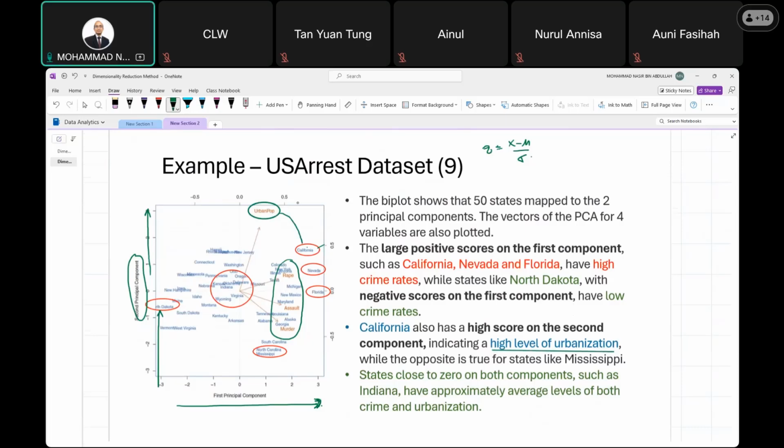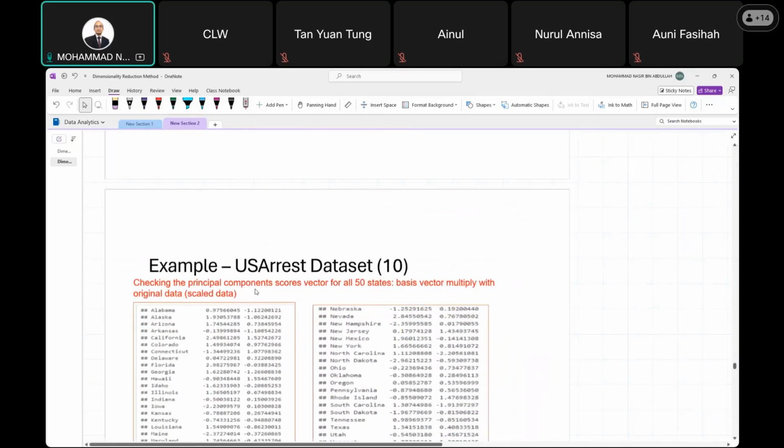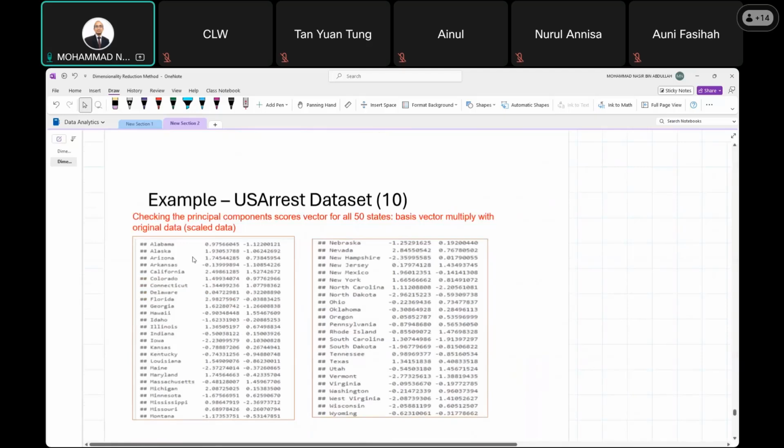Now the state at the center means zero crime and zero urbanization, because it stays at the zero point, so there is no crime, maybe no urbanization. So this is how you interpret the graph. This is an example of the data to be plotted. You can get it from Python, but basically this is a z value.